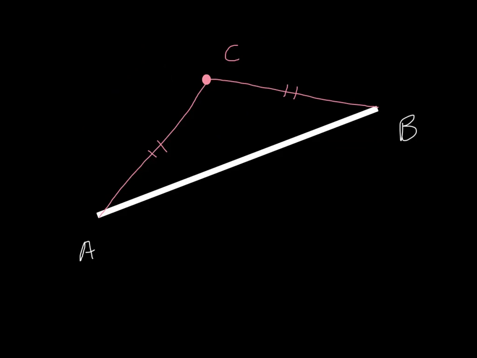Now the converse of the perpendicular bisector theorem says, if a point is equidistant from the endpoints of a segment, like C is equidistant from A and B, then C has to be on the perpendicular bisector of segment AB. So C has to be on DE, which is the perpendicular bisector of segment AB.